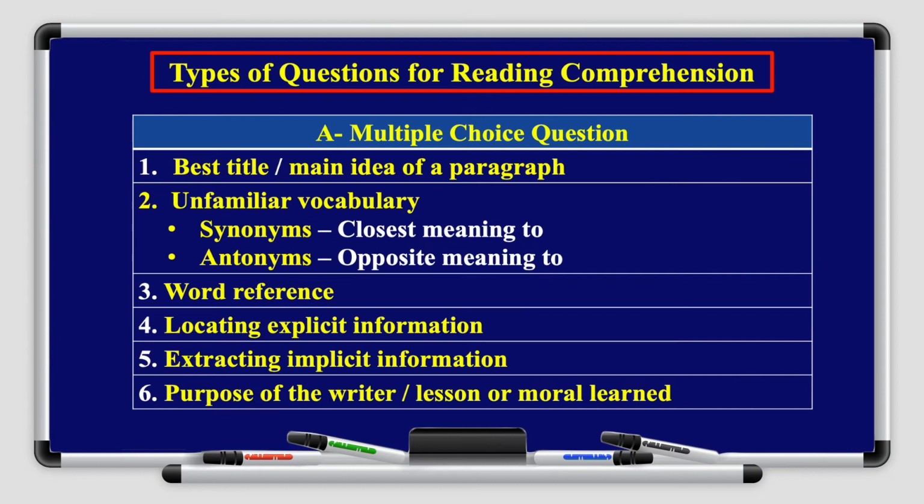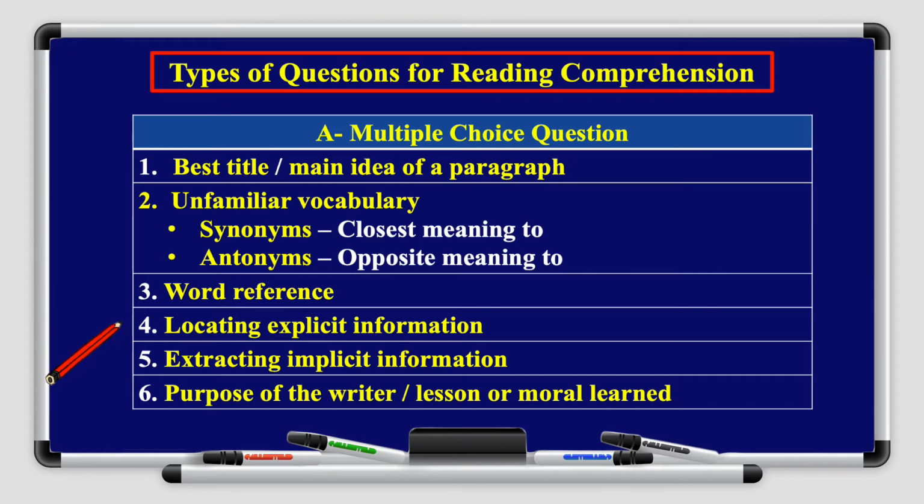For the types of questions you're going to face for reading comprehension, of course, there are two types of questions. We have multiple choice questions, where we're going to ask you what is the best title and what is the main idea of the paragraph, and we're going to give you unfamiliar words that you don't know. We will ask you to choose the closest meaning to the unfamiliar word or choose the opposite meaning of the unfamiliar word. We're going to give you a pronoun and ask you to refer it to its noun, so word reference.